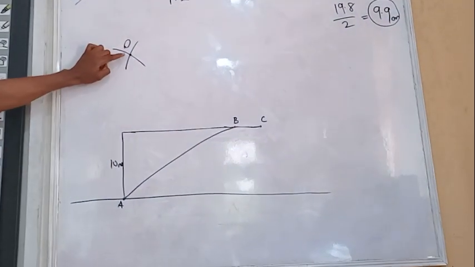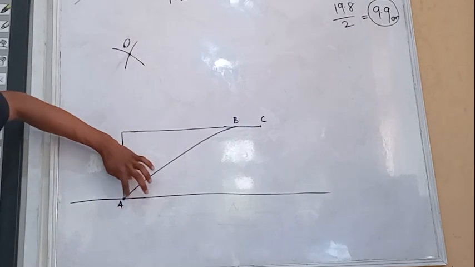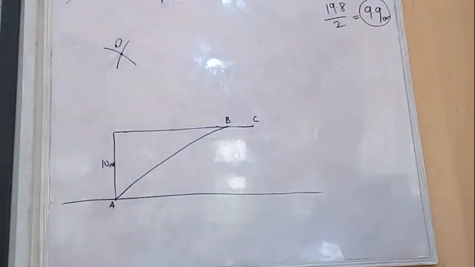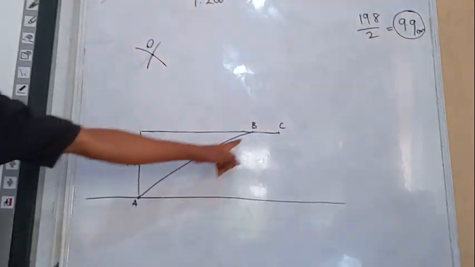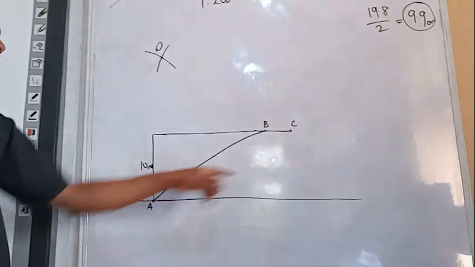Yeah, stand on point O, then just draw an arc from A to C. You see something? So it must touch these 2 points, it must intersect at this point.